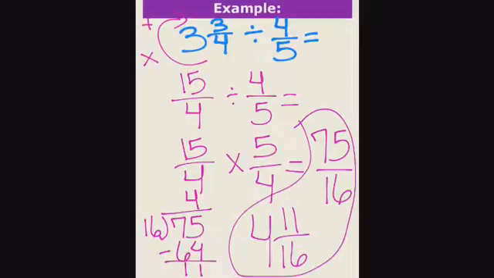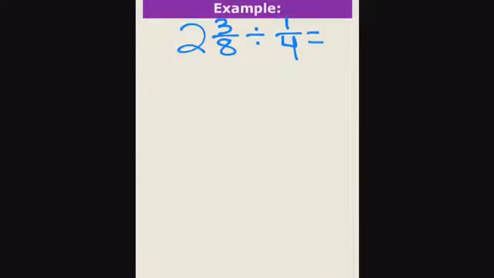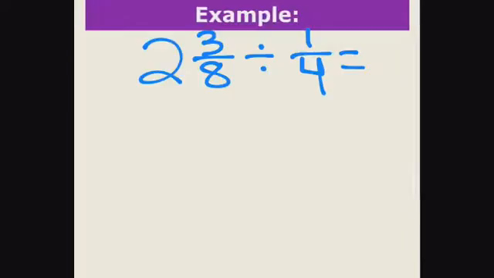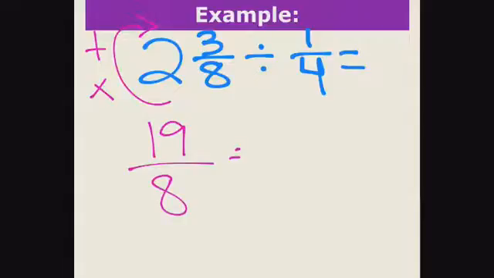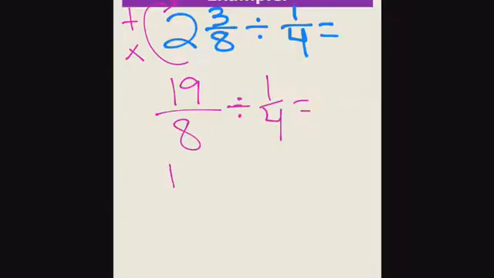Alright, hopefully you're getting the hang of this, but let's try another one. Here we've got 2 3/8 divided by 1/4. Once again, start with your MAD face. 8 times 2 is 16. 16 plus 3 is 19. Denominator of 8. Oops. Divided by 1/4. Okay. Again, now we're going to rewrite this as multiplication. Find the reciprocal of the second fraction.